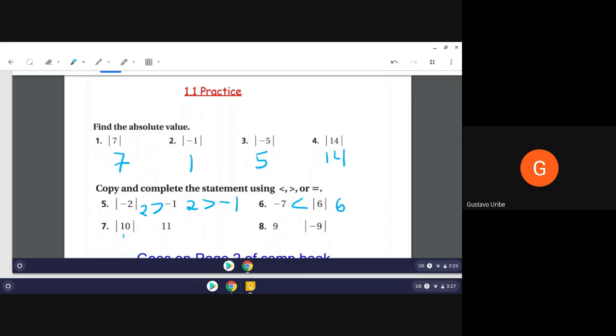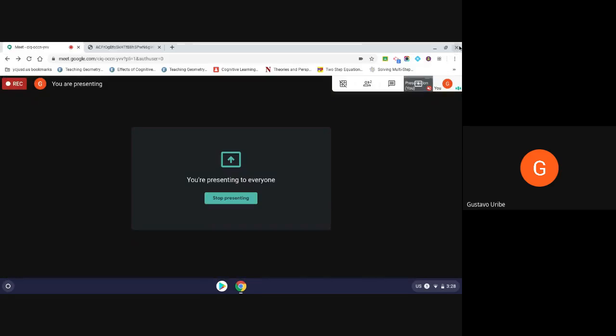The absolute value of 10 is positive, so it stays 10. Well, 11 is greater than 10, so it will go this way. And the absolute value of negative 9 is a positive 9, and 9 is equal to 9. Once we figured out the absolute values, we can complete the statements using the inequalities, but we had to figure out the absolute values first. So 10 was less than 11, 2 was greater than negative 1, and so on. Okay, that's it for the practice problems.